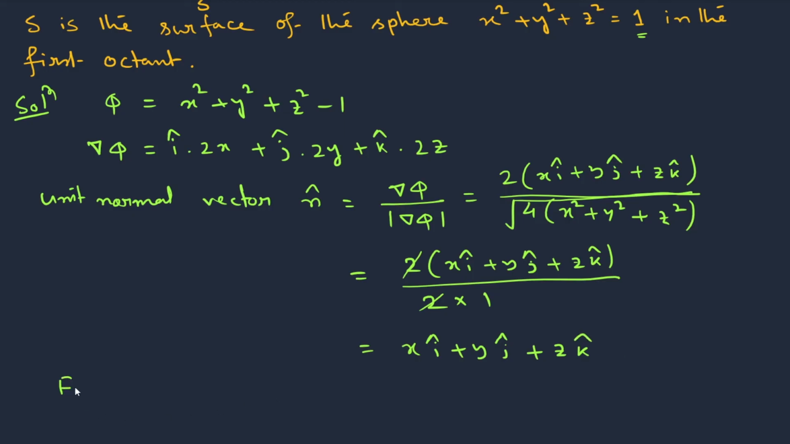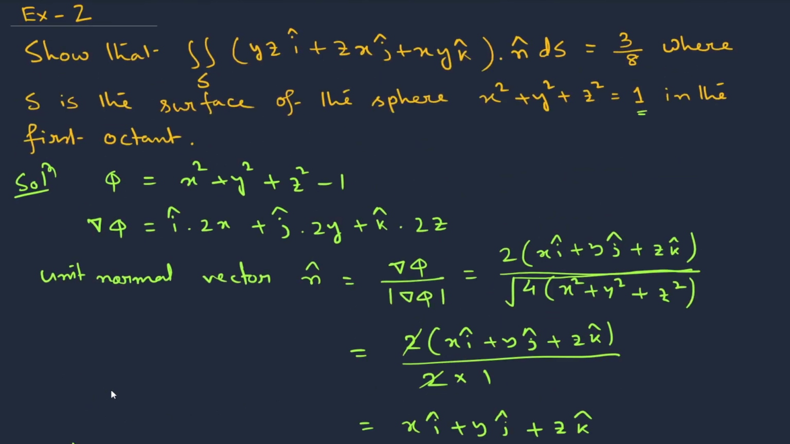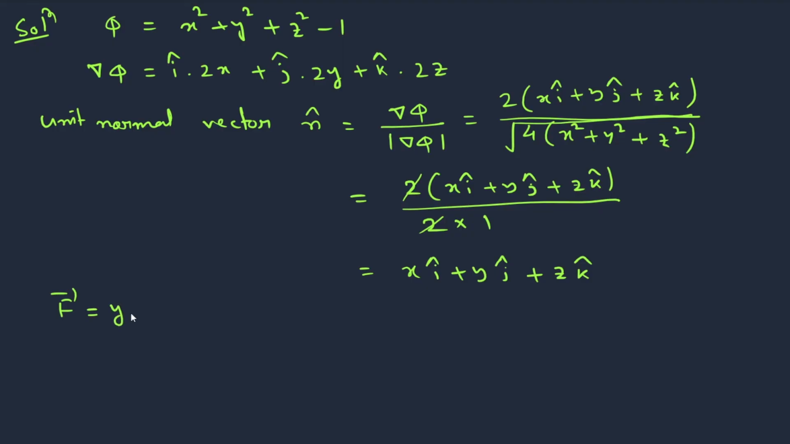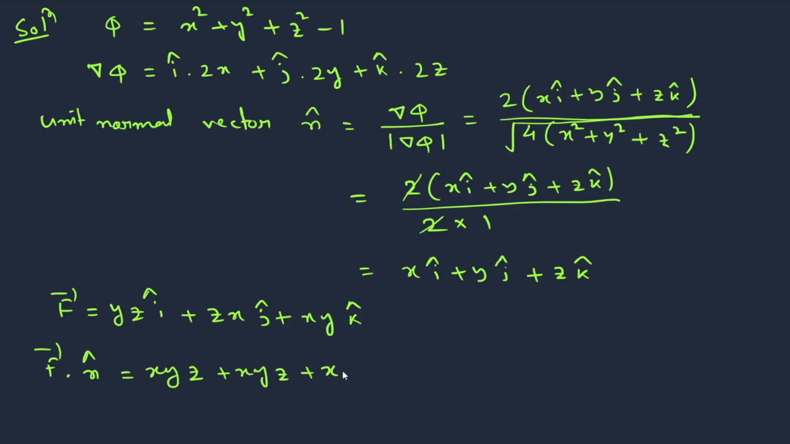What is F bar here? F bar is given in the question: yz i cap plus zx j cap plus xy k cap. Then what do we have to find? We have to find F bar dot n cap. So this is our F bar, and just now we found what? n cap. So the dot product: xyz, again you will get xyz, again you will get xyz. So it will become 3xyz. Okay, 3xyz. So this is the value of F bar dot n cap.